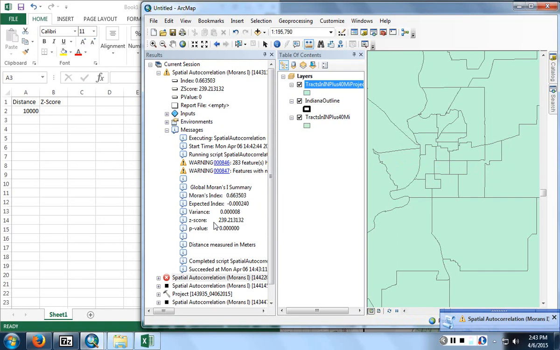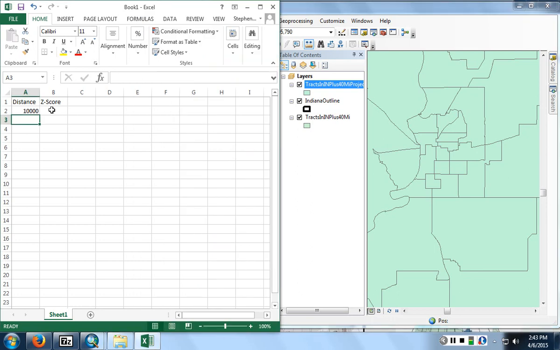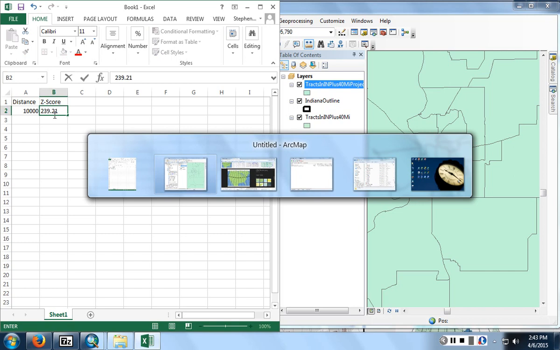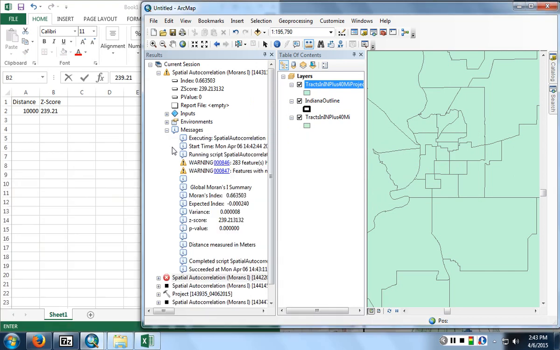I have a z-score of 239.21. That's huge. Essentially meaning that I almost certainly have clustering in this variable, and it is not due to random chance. So I put my z-score in here, 239.21. In other words, this is telling me across all of my counties I definitely have clustering.